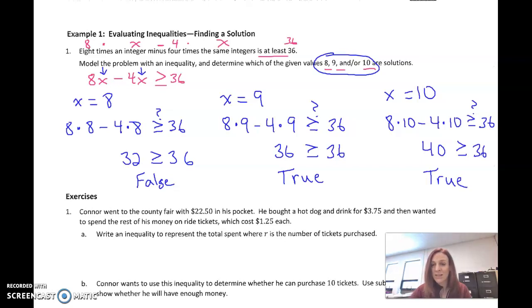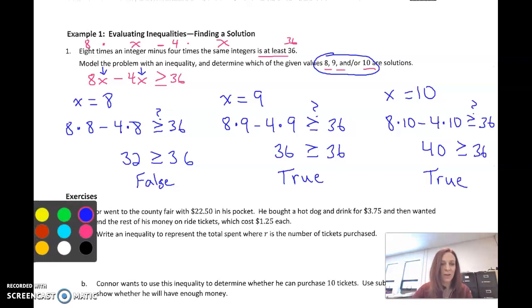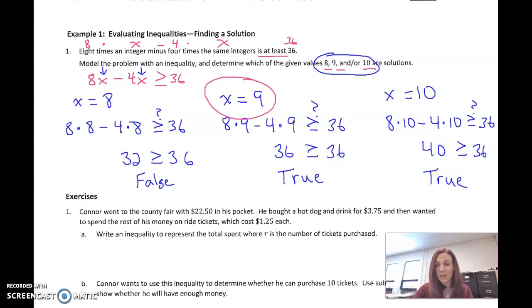So notice the difference we're having now compared to when we were working on equations is now we're not just going to have one number being a solution. We are going to have a set of numbers, okay? So there's going to be more than one answer, and it's going to be really important that when we go to write that answer, we include our inequality symbol.